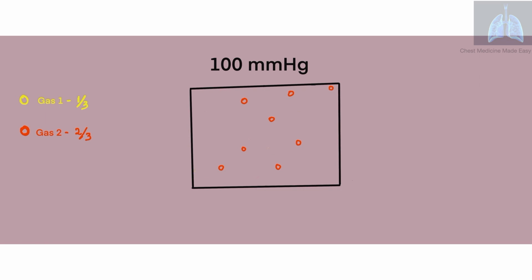So in this setting, if you remove gas 1, the total pressure would be 2/3 of your 100 millimeters of mercury. That is 66.67 millimeters of mercury. So in this example, gas 2 exerts a partial pressure of 66.67 millimeters of mercury.